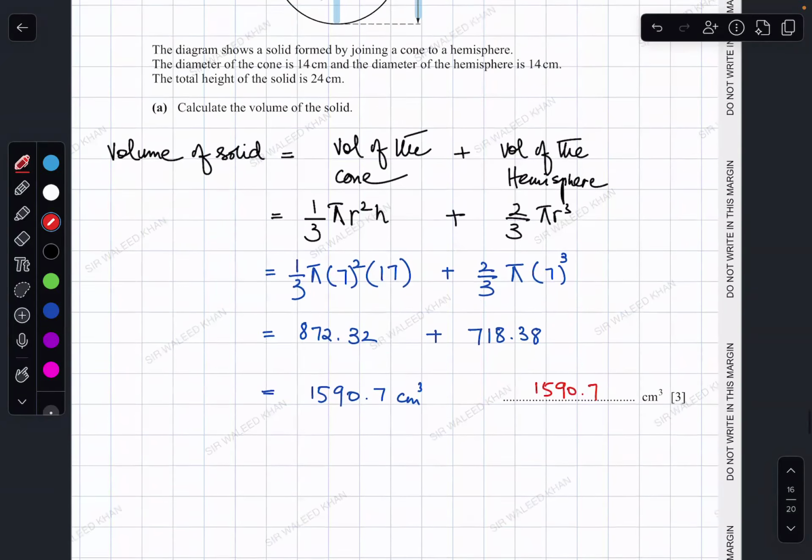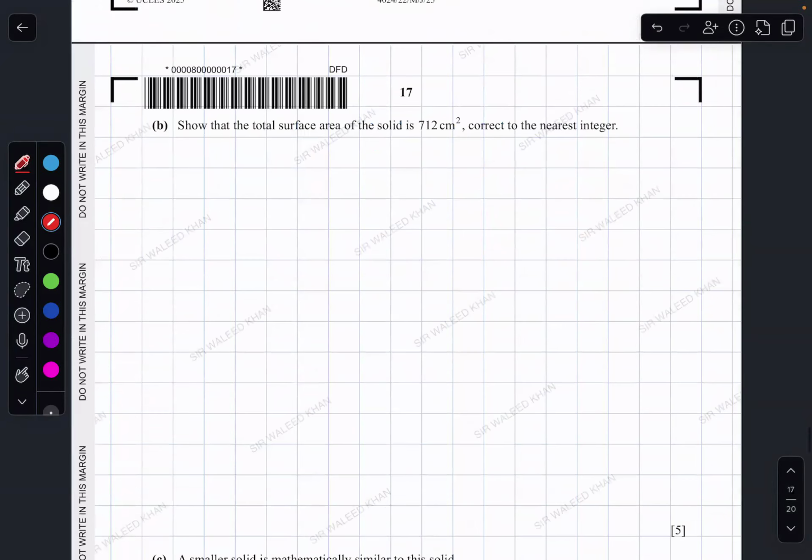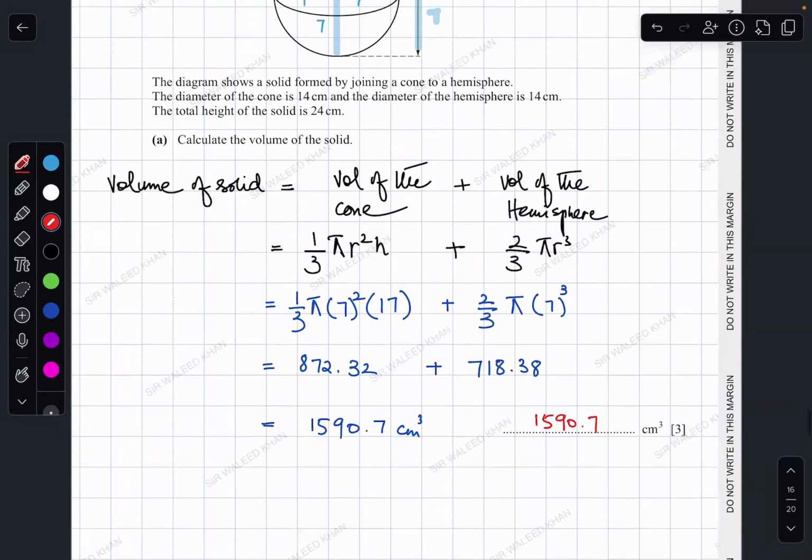Okay, next. Show that the total surface area of the solid is this. Total surface area. Let me bring that.